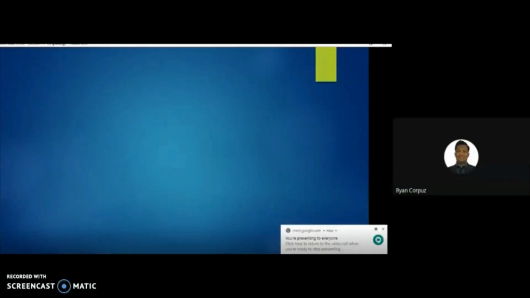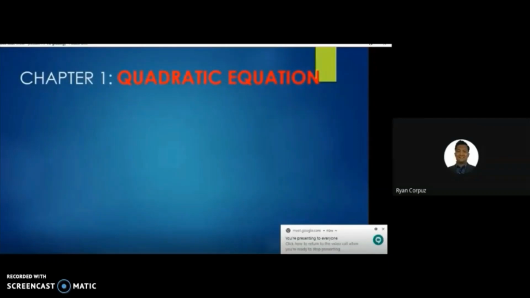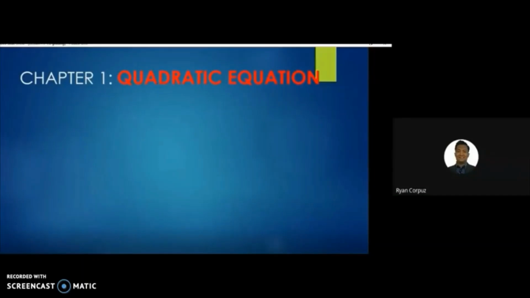Okay, good day everyone. So today is our first day of class. So we are going to discuss the first lesson for the first reading week. So what will be our first lesson? This is chapter 1 of our lesson. This is all about quadratic equation. Later on, we'll find out what we call quadratic equation.